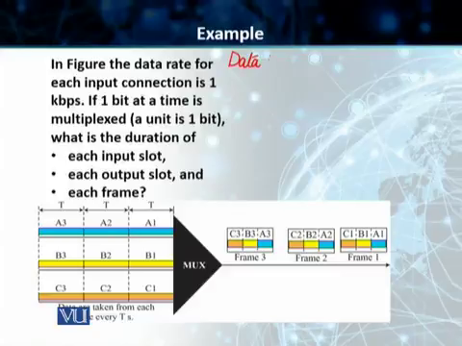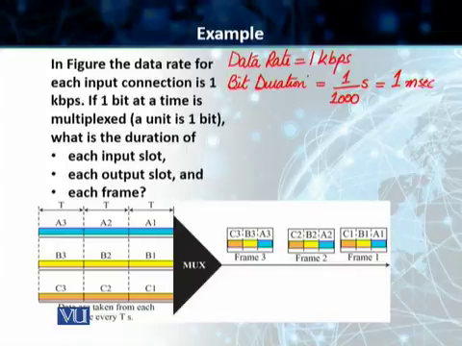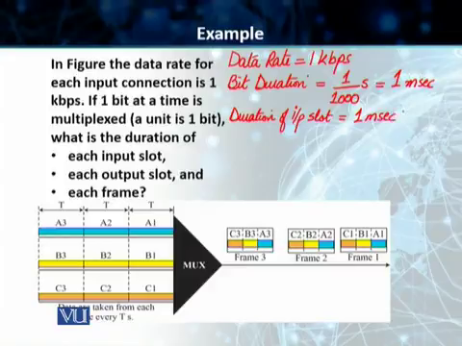Students, first of all, we are told that our data rate is 1 kilobits per second. Now students, this essentially means that our bit duration is equal to 1 divided by 1000 seconds, and this is equal to 1 millisecond. Students, our duration of the input slot will be equal to our bit duration, and that is equal to 1 millisecond.